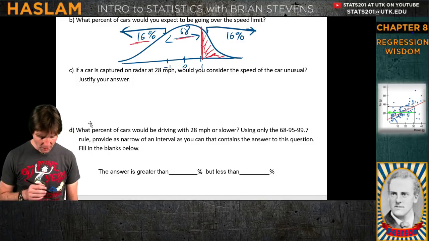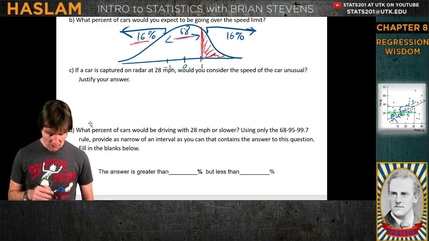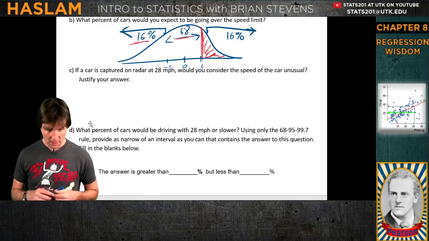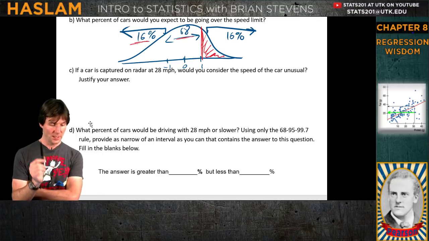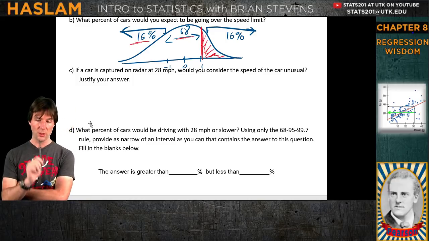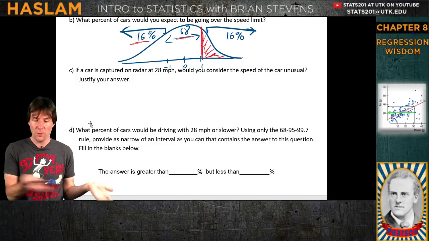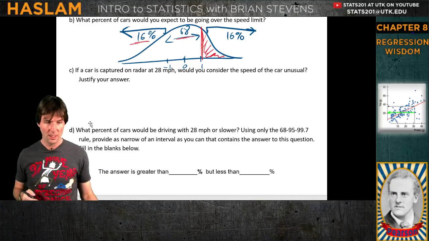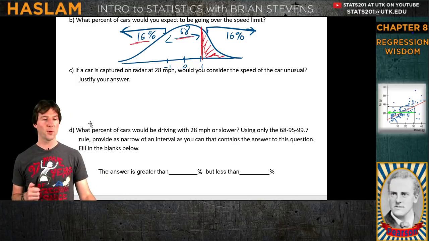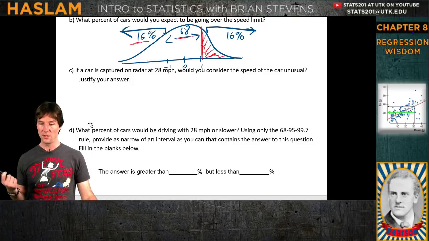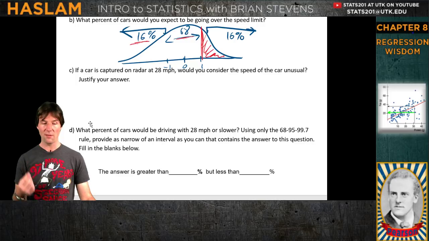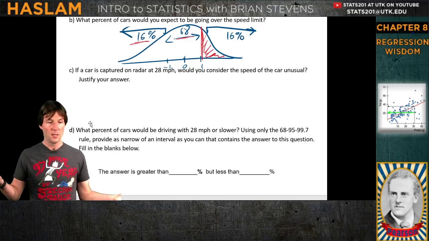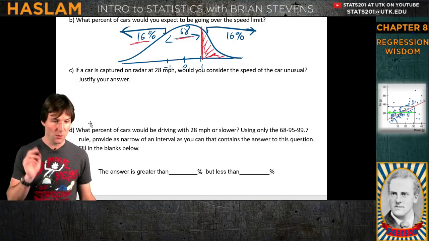If a car is captured on the radar at 28 miles per hour, would you consider this speed unusual? Justify your answer. Well, to figure out if it is unusual, we must turn it into a what? How would we know if that's unusual? What would we do with that number to see if it's unusual? Is it unusual for someone to run a mile in 7 minutes, 6 minutes, 5 minutes? Well, how far is that from the average? Turn it into a z-score.